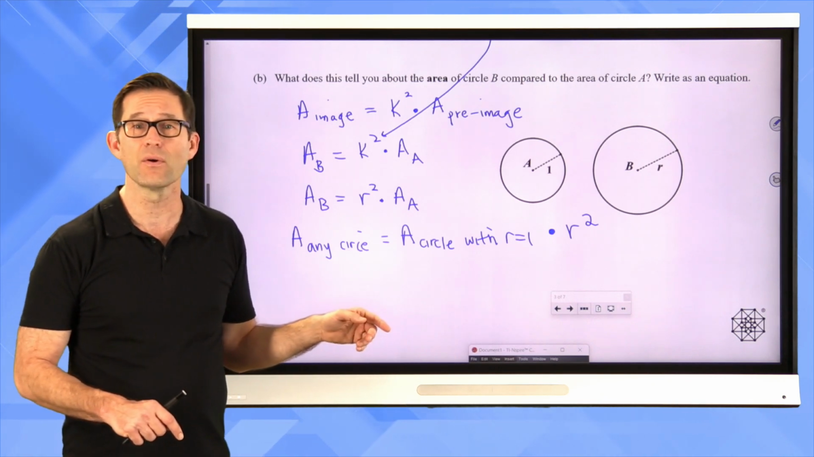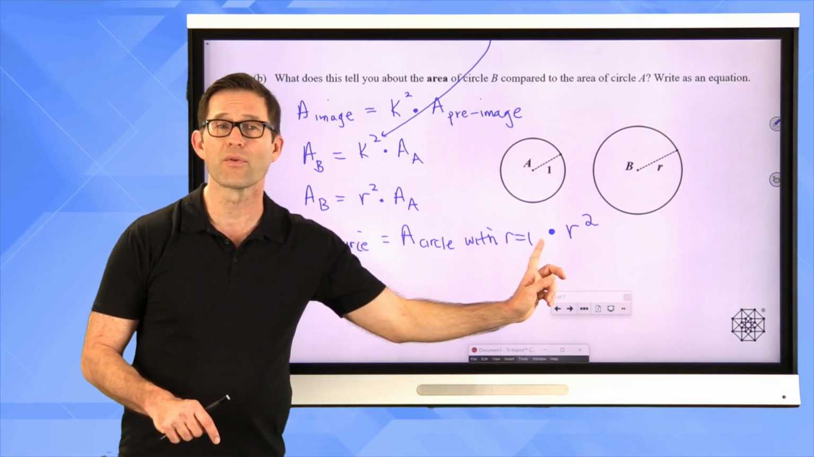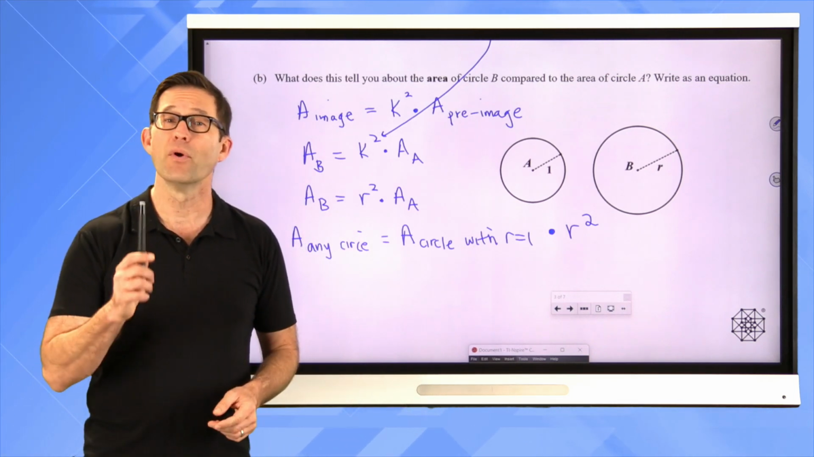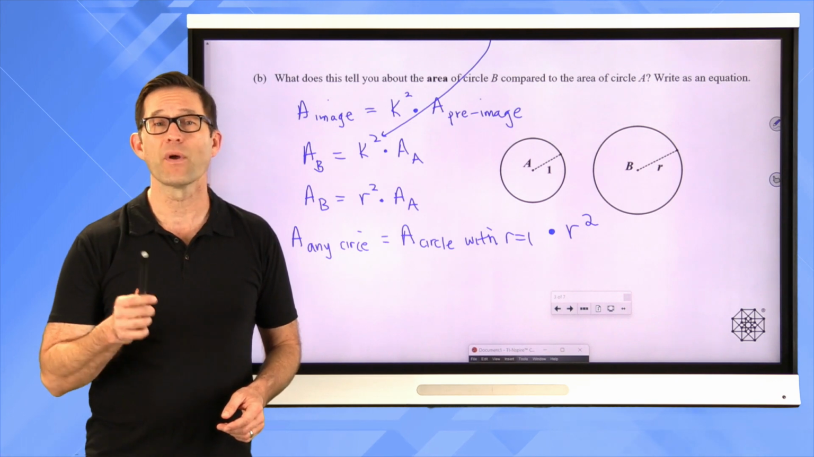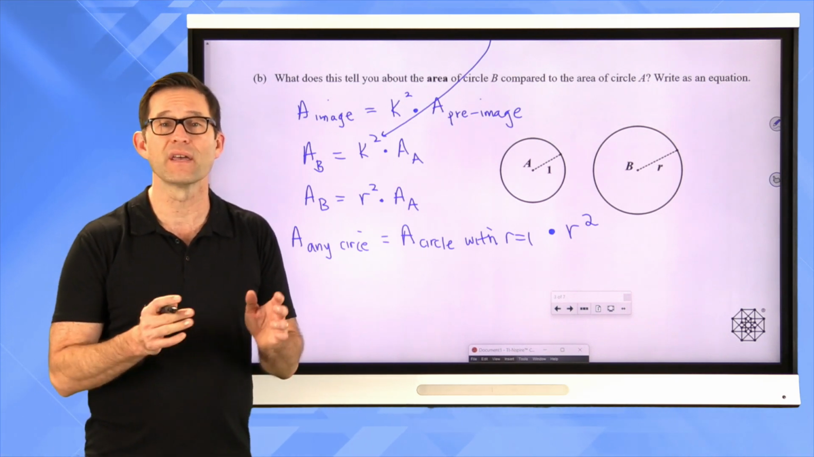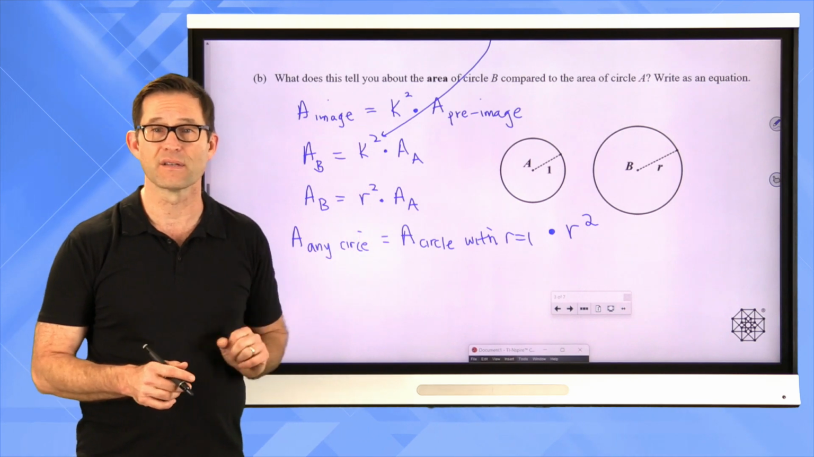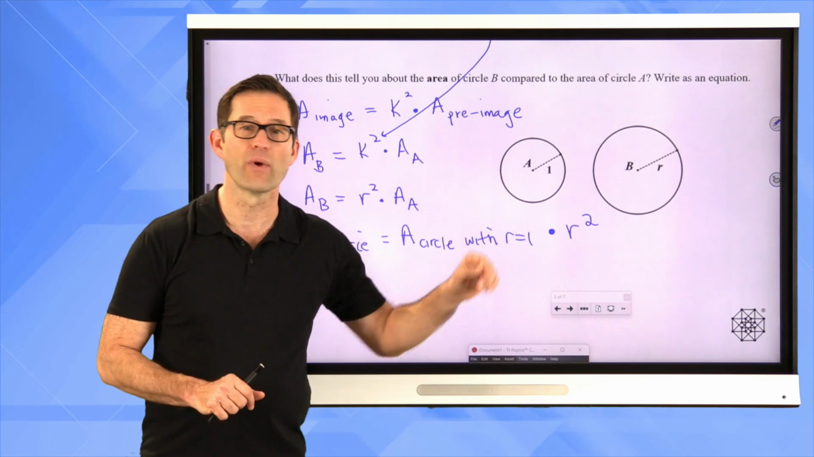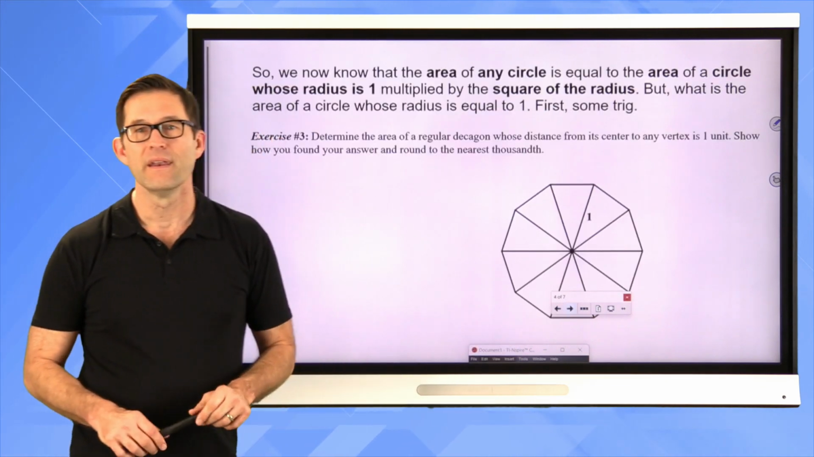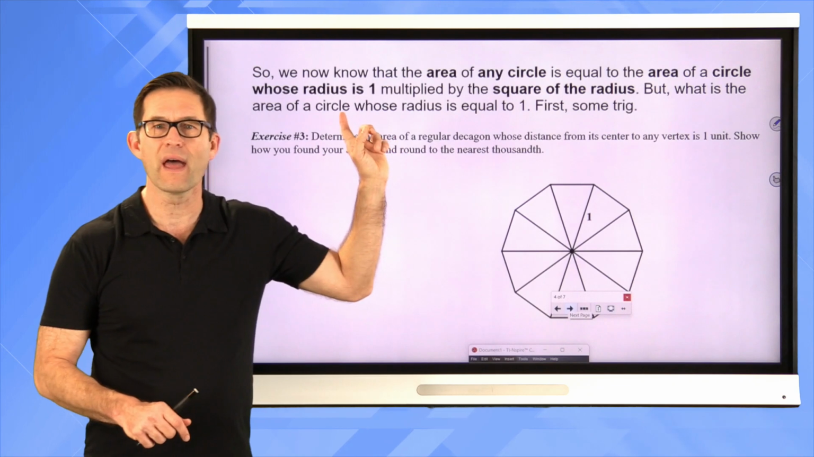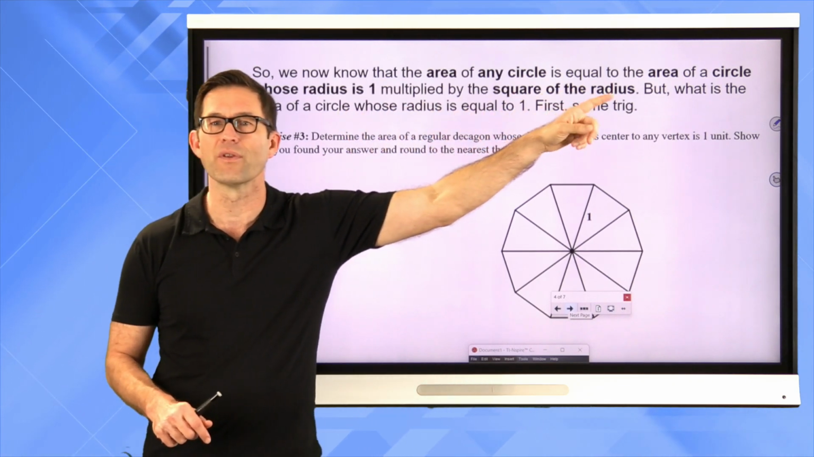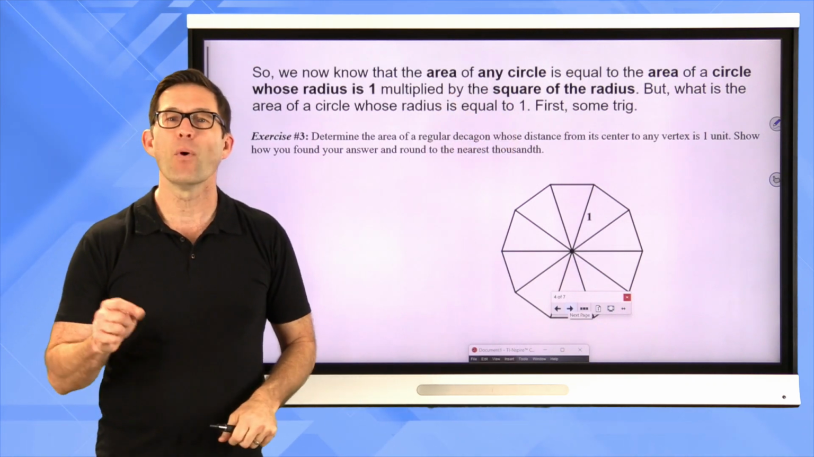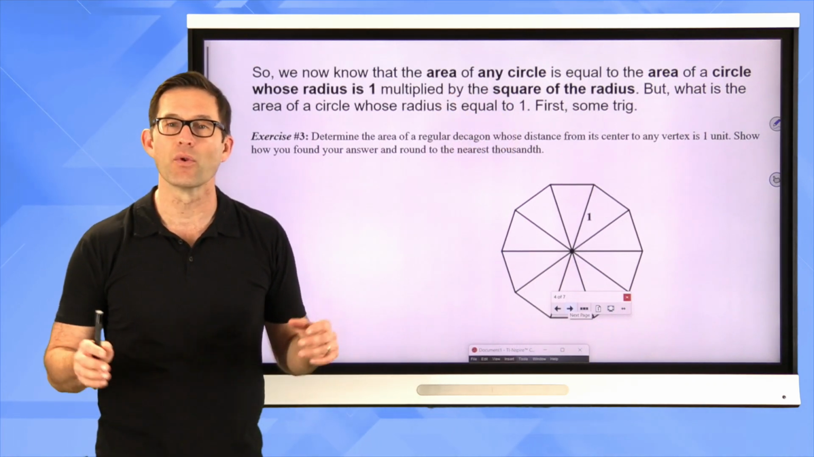And then the area of any circle will be the area of the circle with radius of 1 times r squared. That comes directly from our work with similar figures and with how areas get scaled according to scale constants. So now let's try to figure out what the area of a circle is whose radius is equal to 1. We now know that the area of any circle is equal to the area of a circle whose radius is 1 multiplied by the square of the radius. But what is the area of a circle whose radius is equal to 1?